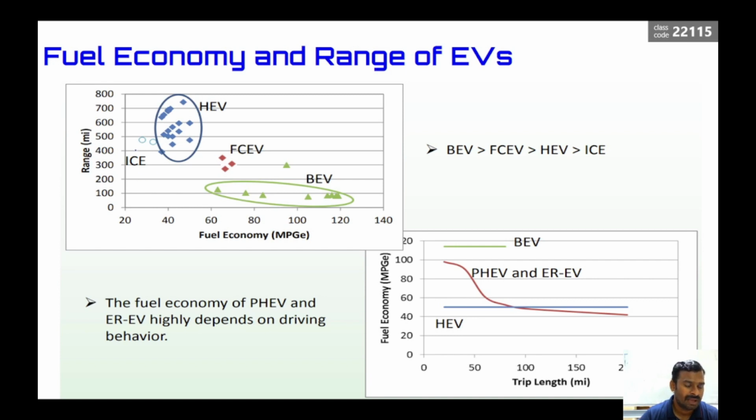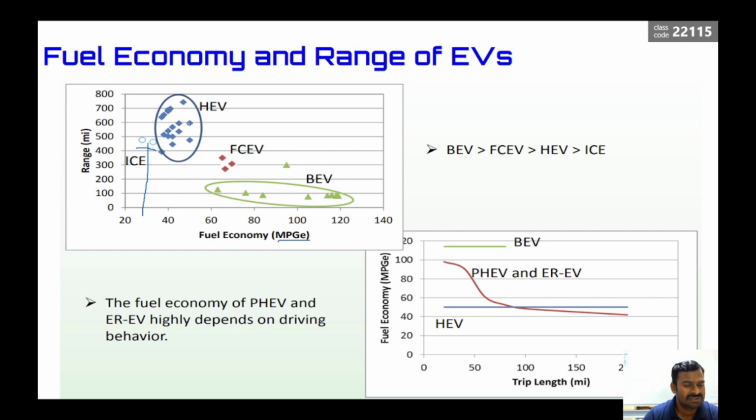For the IC engine based cars or vehicles, the fuel economy, that is miles per gallon equivalent, is given on the x-axis, and range is given here. Almost 30 to 35 miles per gallon equivalent is the fuel economy. That means 35 miles per gallon equivalent. When we convert it into kilometers per liter, it comes to around 15 kilometers per liter. That is the fuel efficiency.